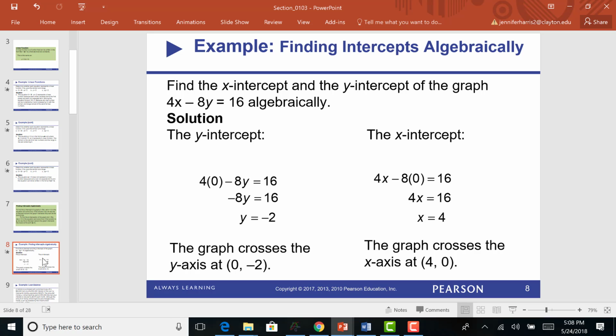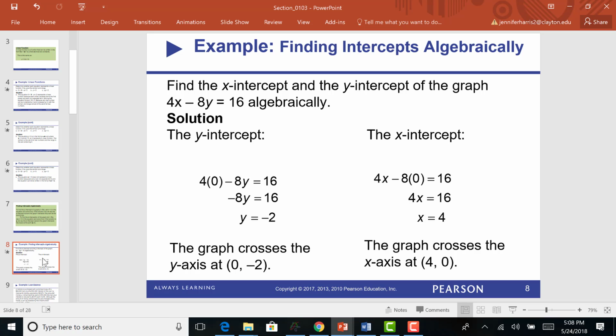Divide both sides by 4. X equals what? 4. So where does it cross the x-axis? At 4, zero. And what's that as a point? 4, 0. That's done. That's the work that I would expect to see on your paper.